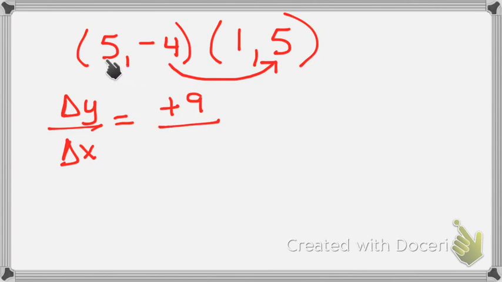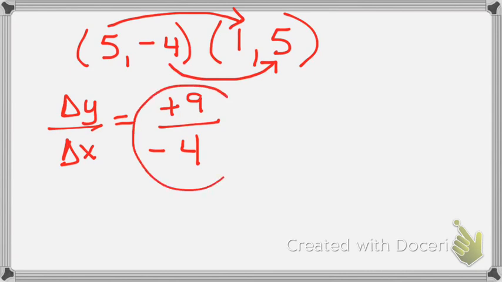All right, how about going from 5 to 1? Okay, that one's down 4. So going from 5 to 1 means I'm going to go down 4. Is everybody okay with that? Okay, so that's going to be a negative 4 because I went down or left. And there's my slope right there.